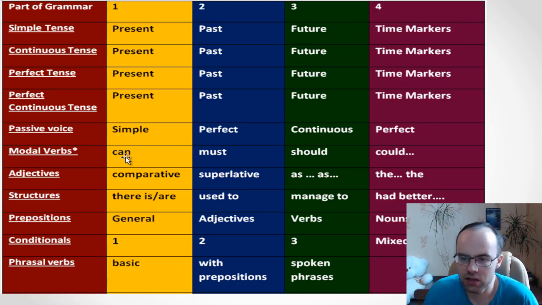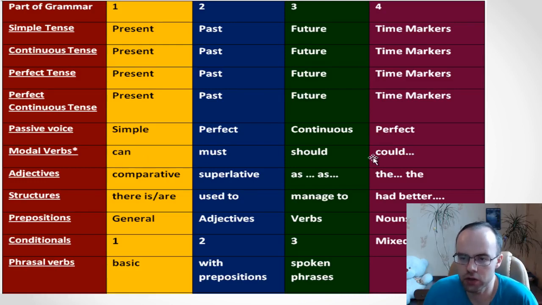not only can, must, should, could, yeah. For example, you can say, I can learn English, I can understand you, I must improve my English, I should speak English without mistakes, so I could find more free time for English, and so on.